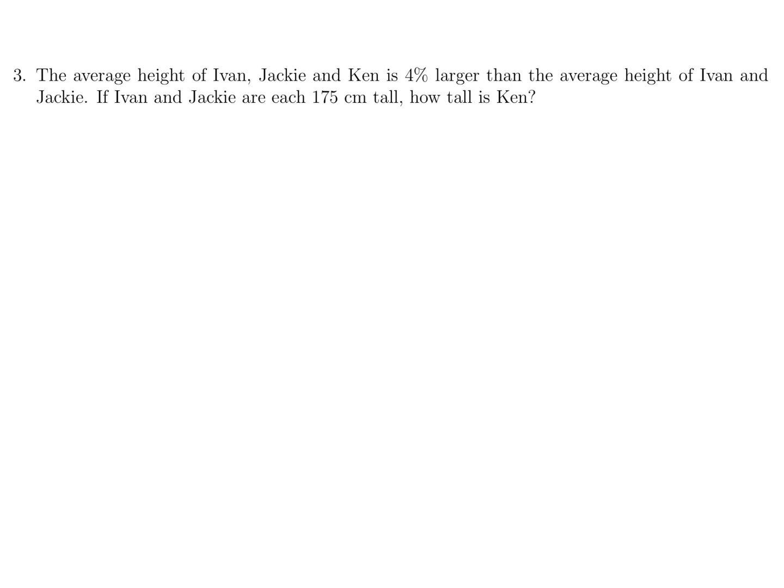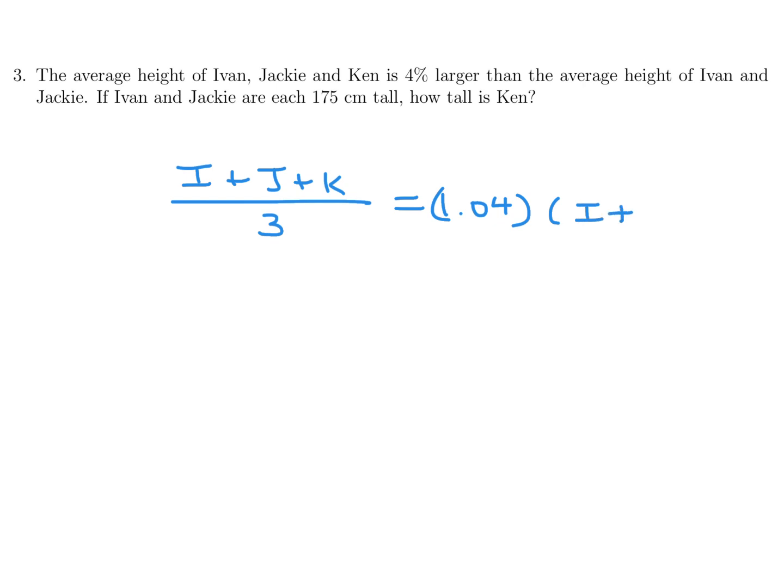The average height of Ivan, Jackie, and Ken is 4% larger than the average height of Ivan and Jackie. If Ivan and Jackie are each 175 centimeters tall, how tall is Ken? I plus j plus k over 3. And then that would be 1.04, so that's representing the 4%. I plus j divided by 2.